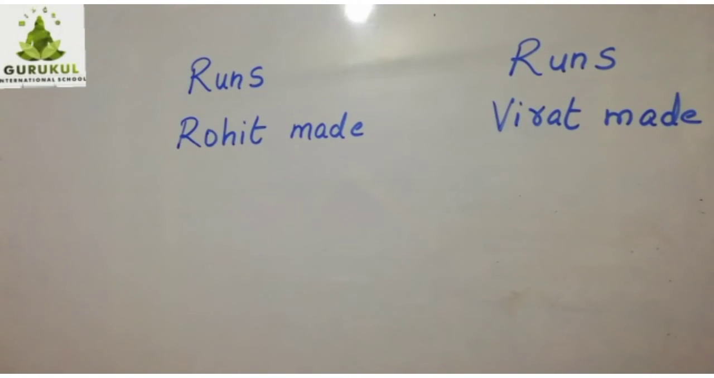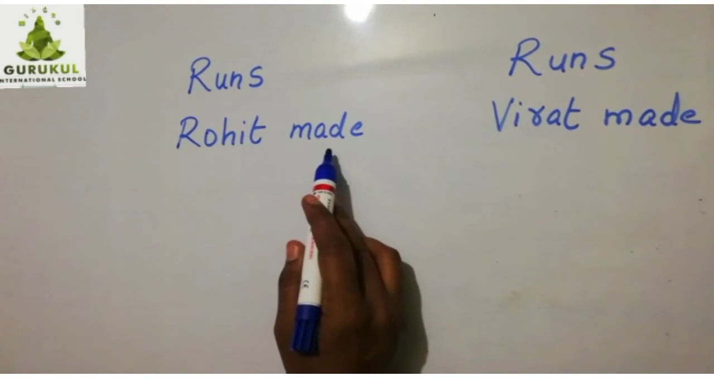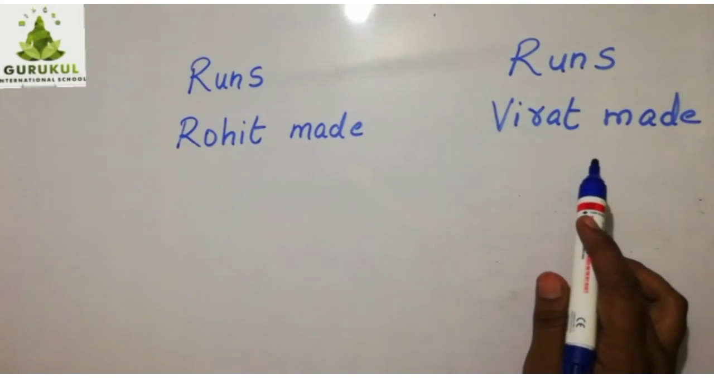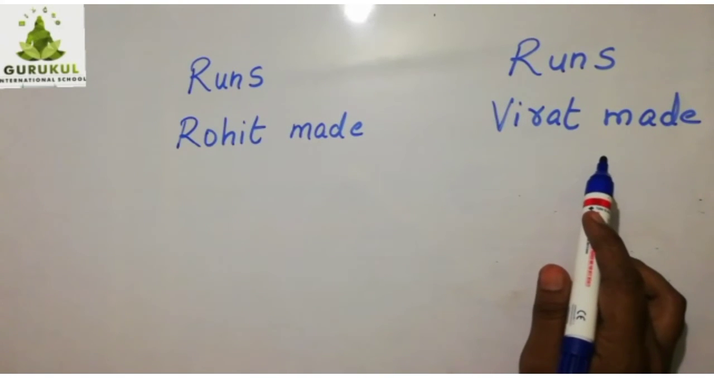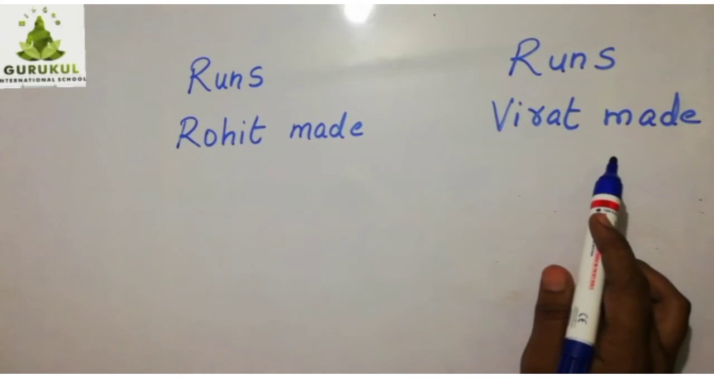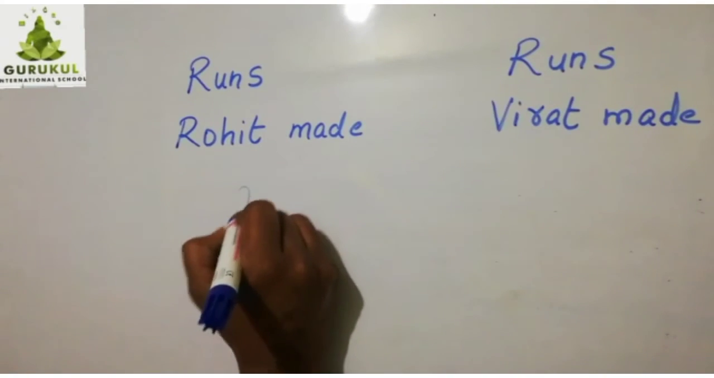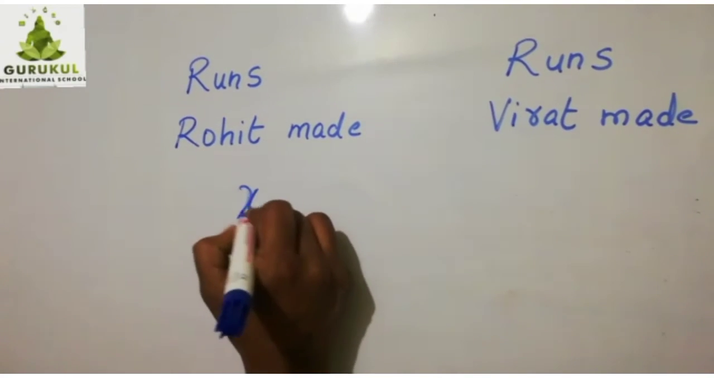Children, this is rough work which I am explaining. You need not write this in your notebook. This you can write in your rough work or in your revision book, anywhere you can write if you need. Now, runs made by Rohit and runs made by Virat. Now, in the question it is given that Virat made twice as many runs as Rohit. Suppose Rohit made X runs.